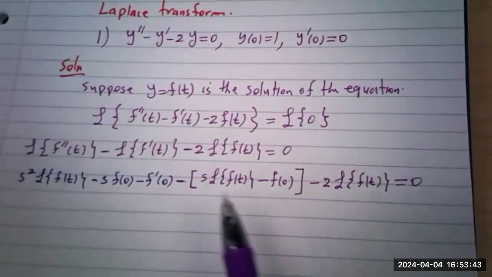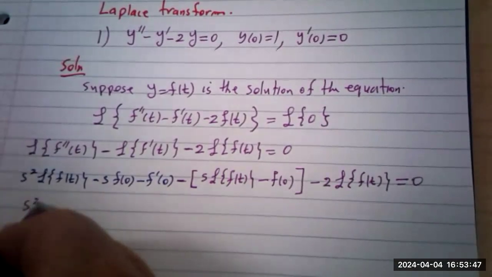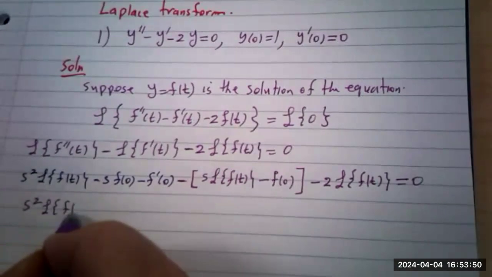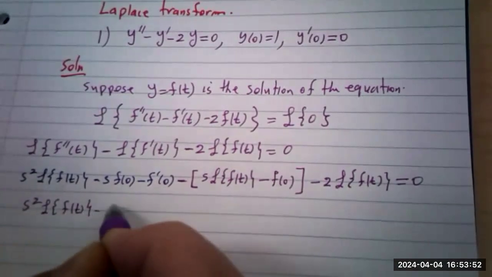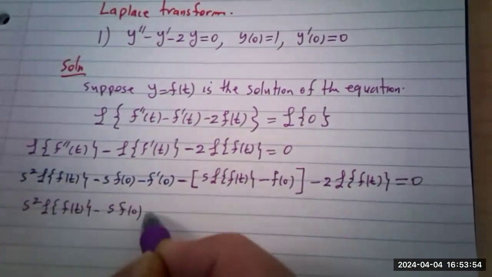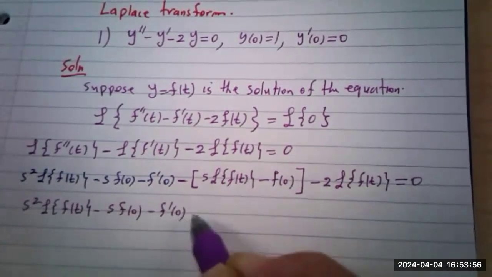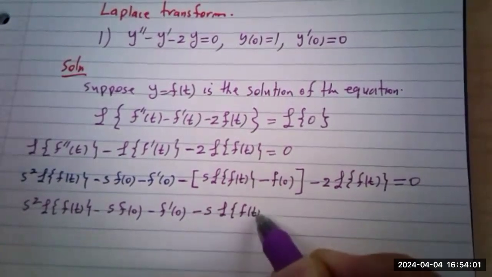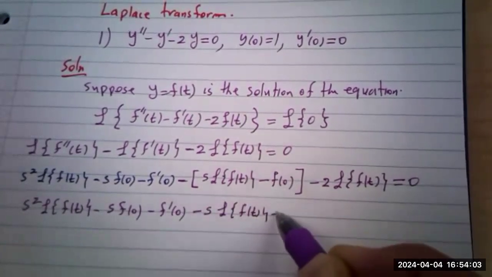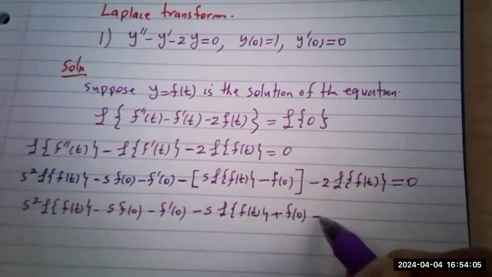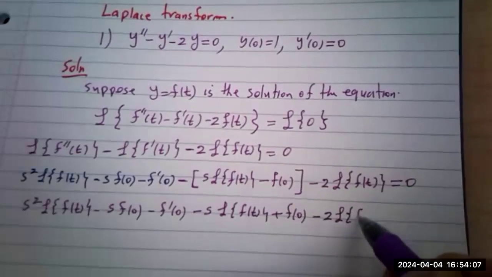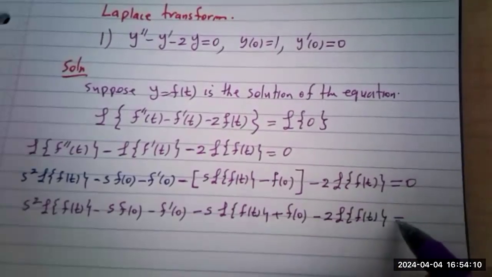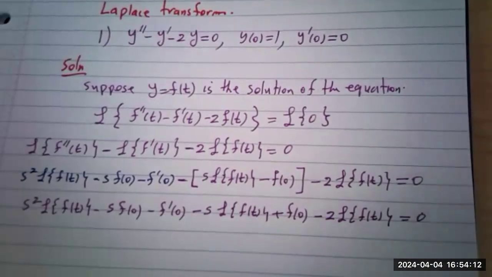Now we have to do the algebra. Apply this negative sign, okay? So I have s squared Laplace of f of t minus s f of 0 minus f prime of 0 minus s Laplace of f of t plus f of 0 minus 2 Laplace of f of t equal to 0. Okay, that's going to be the case.